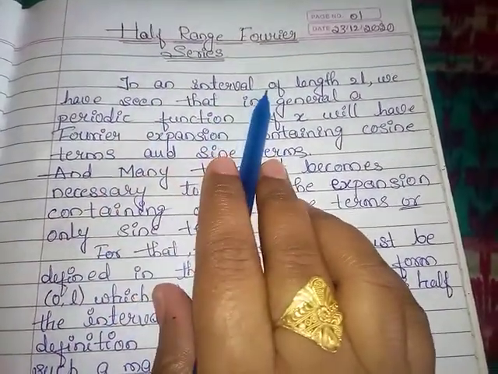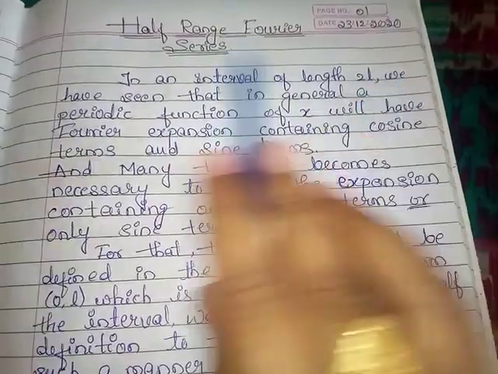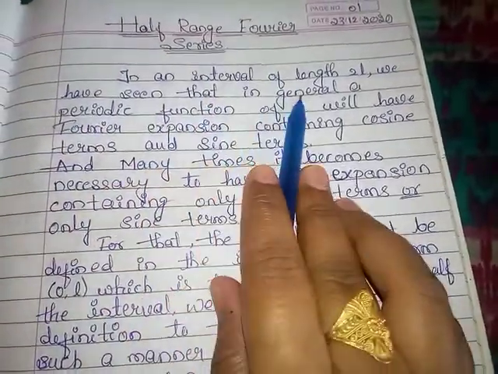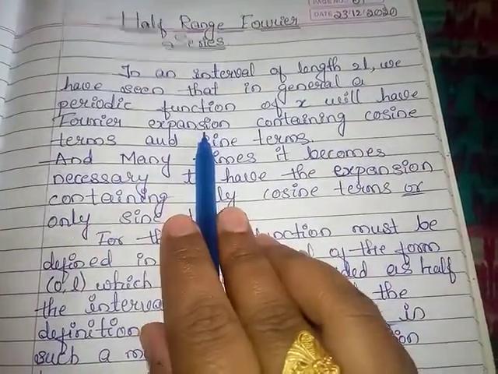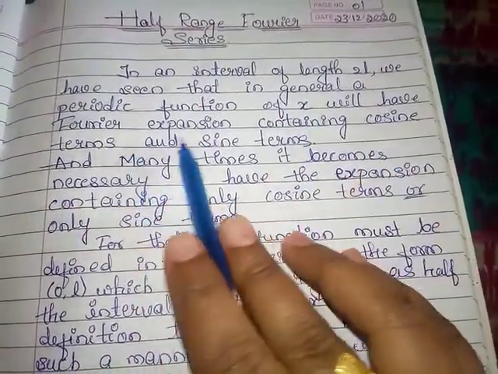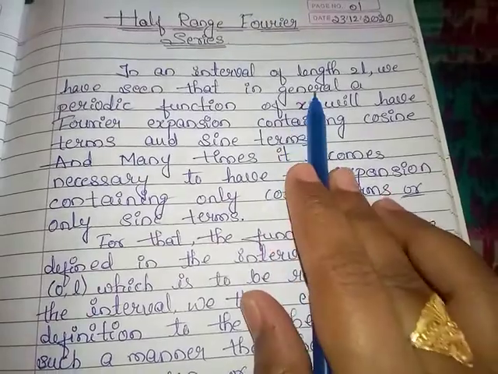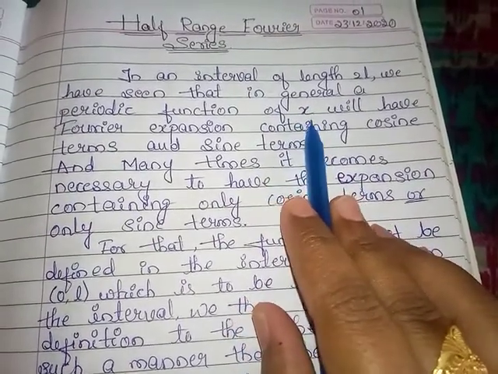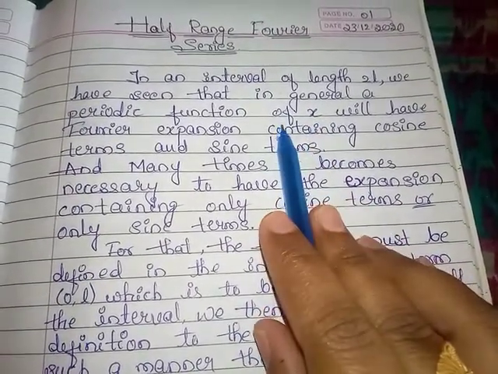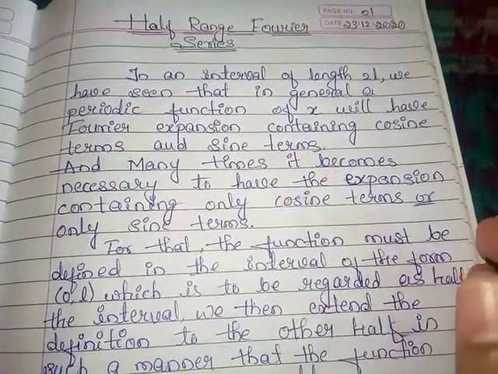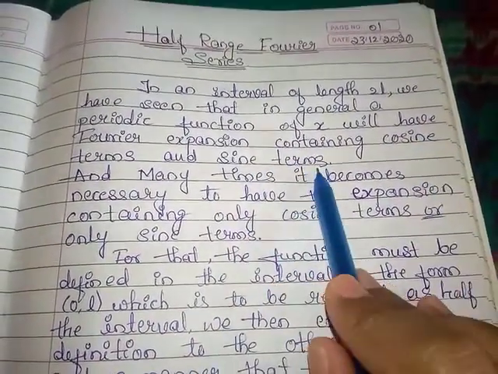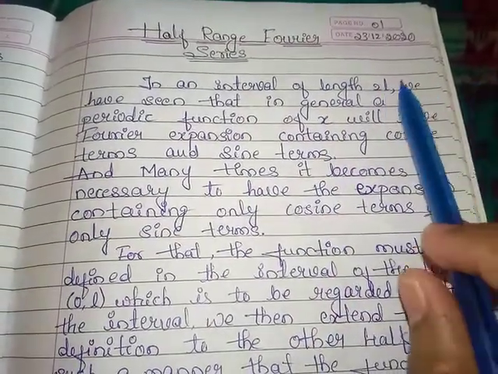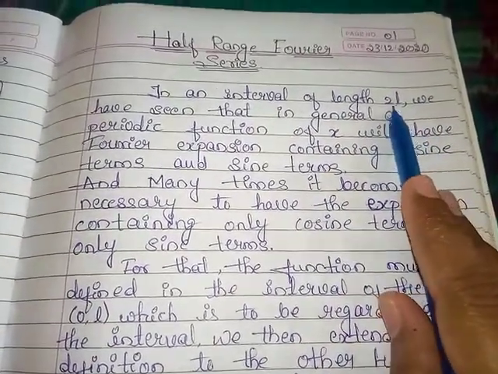In an interval of length 2L, we have seen that in general a periodic function of x will have a Fourier expansion containing cosine terms and sine terms. This is our previous knowledge. That is, we know that the Fourier series or Fourier expansion has sine and cosine terms when the interval is of length 2L.